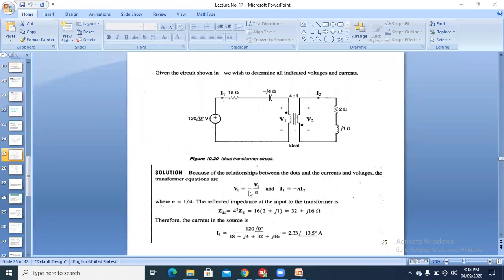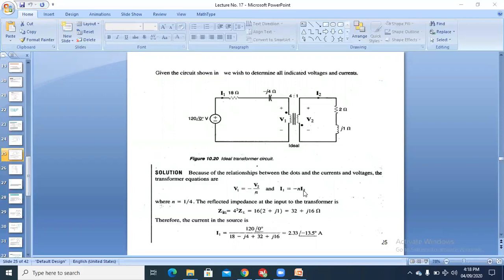And why we have this negative sign? Because the polarities at the dot points are reciprocal. Because here the dot polarity is positive and here the dot polarity is negative. So we have the negative turn ratio. Also, we have the current I1 entering the dot, and we have the current I2 entering the dot. So we have the negative turn ratio. So we have minus NI2.